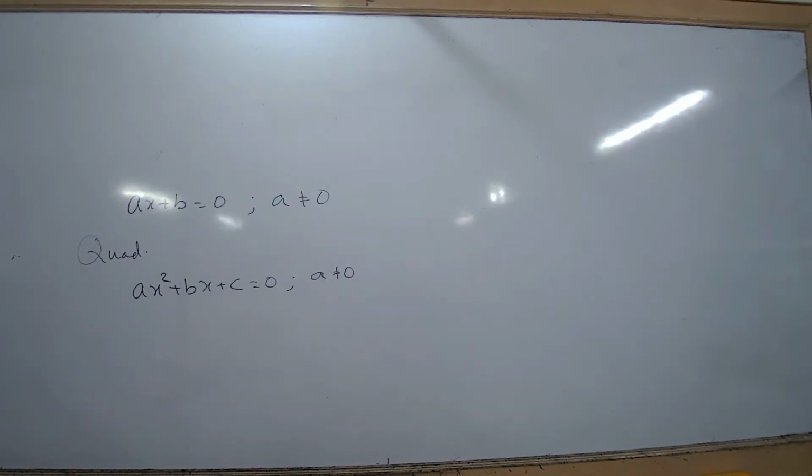You know what we mean by roots: the solution. Before finding the solution, we are going to study the nature of the roots, meaning what type of roots are coming, whether roots exist or not at all. For that, the general equation is ax square plus bx plus c.